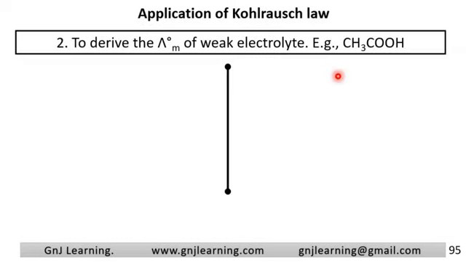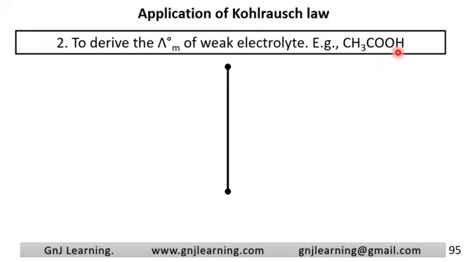Next is the application that we already mentioned, to derive lambda M0 of a weak electrolyte. You can find the lambda M0 of this electrolyte from the table we have provided earlier. That's one application. But at the same time, Kohlrausch wanted to prove that the value you get from the table is real, because you cannot prove it from a graph, because in the case of a weak electrolyte it will never intercept the y-axis. Then how can you prove it? So he tried to prove it in a different way.